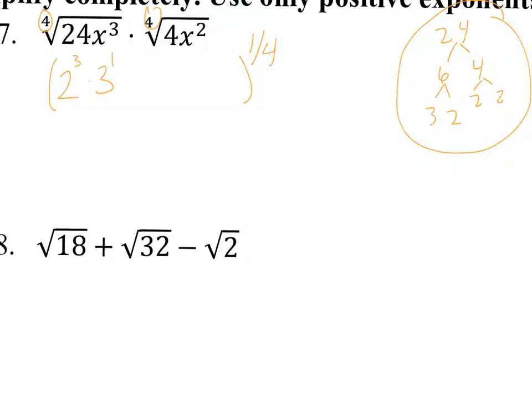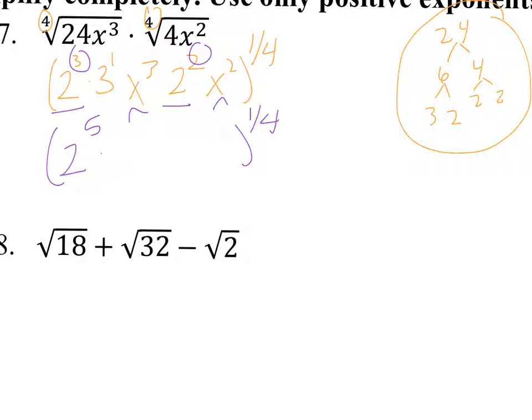And then I have my x to the 3rd. 4 can be written as 2 squared. So what I'm going to do, I'm going to simplify inside my parentheses first, because these have the same base. So this is like 2 to the 5th. I'm adding my exponents here. These have the same base. So my 3 to the 1st doesn't have anything. x to the 5th.